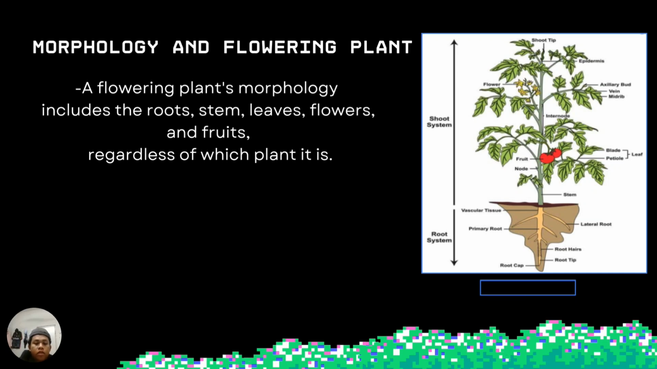Morphology refers to the external structure and form of organisms in flowering plants. It describes the form and structure of different parts of the plants. A flowering plant's morphology includes the root, stem, leaf, flowers, and fruits, regardless of which plant it is.